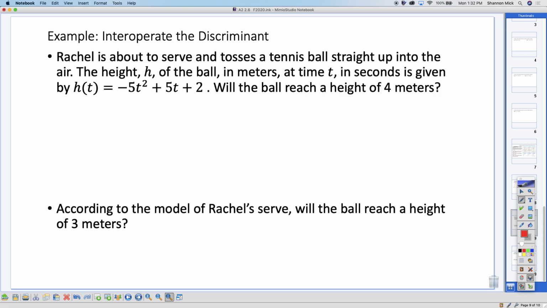Well, first of all, what kind of a parabola is that? It opens down. Why does it open down? Because the first coefficient is negative. Right. And you throw a ball up and it comes back down.